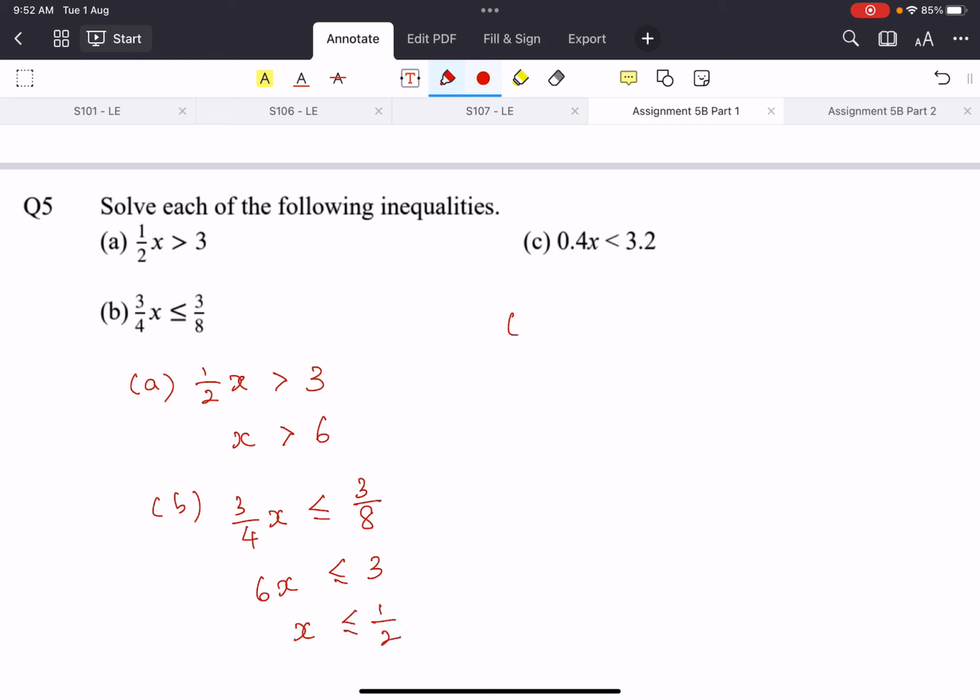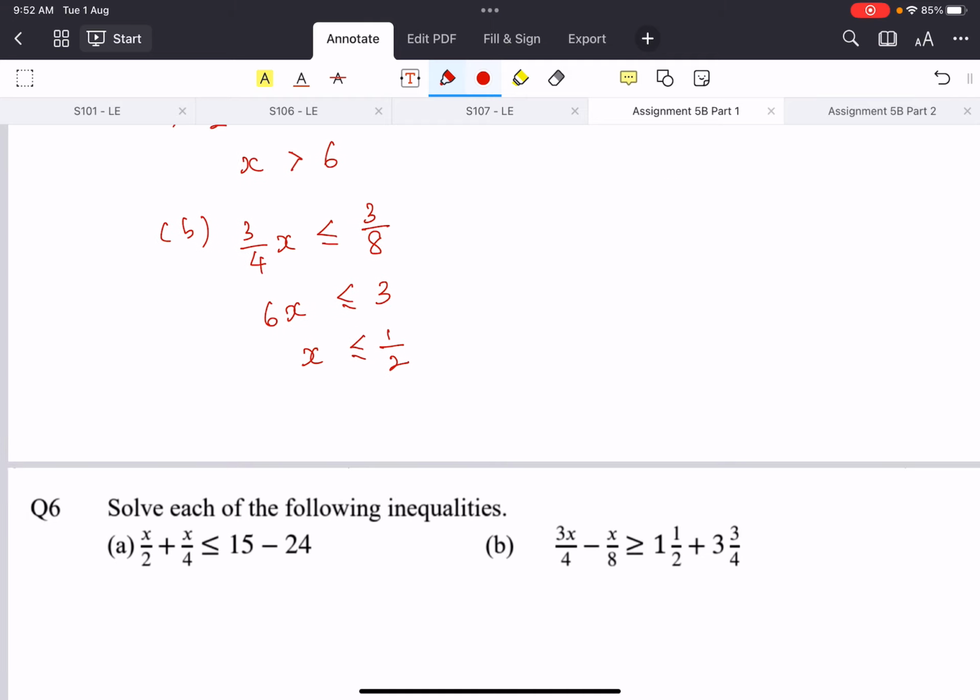For part C, this time round with decimals, 0.4x less than 3.2. We can just divide by 0.4 on both sides. So 3.2 divided by 0.4, you just pull out your calculator. You should get 8. Since 0.4 is again positive, we don't have to worry about changing the direction.